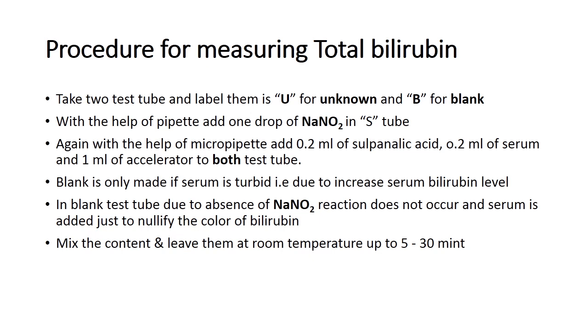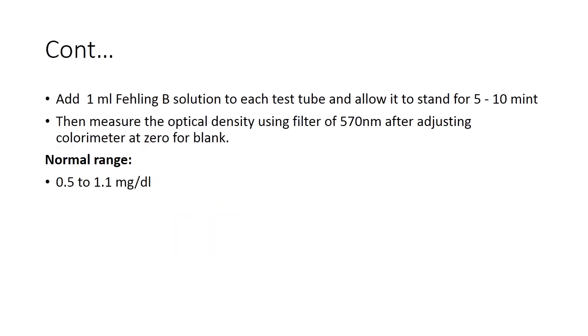Mix the content and leave them at room temperature for 5 to 30 minutes. Then add 1 ml of filling B solution to each test tube and allow it to stand for 5 to 10 minutes. Then we measure the optical density after adjusting calorimeter at 0 for blank using filter paper of 570 nanometer. Normal range is from 0.5 to 1.5 milligram per deciliter.